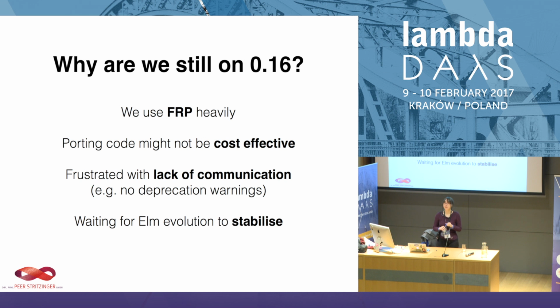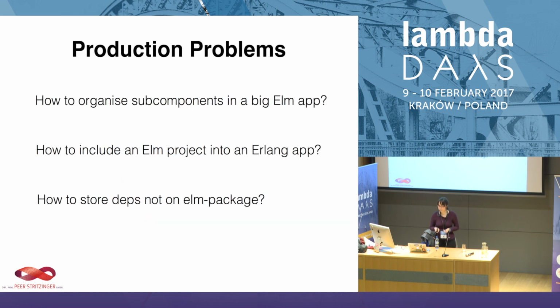And we were frustrated about lack of communication because the 0.16 to 0.17 change didn't really have any deprecation warnings. They just did a short alpha phase of like a couple of weeks, and that was it, and it was too late for us to change our direction. So we're waiting for Elm Evolution to stabilize before looking at it again. I'll probably go over a few production problems we solved while we were making this app.